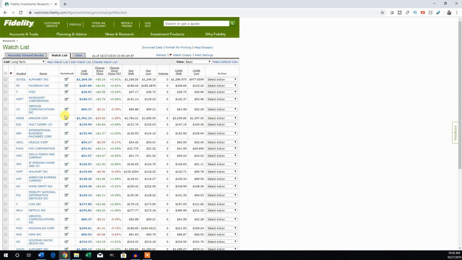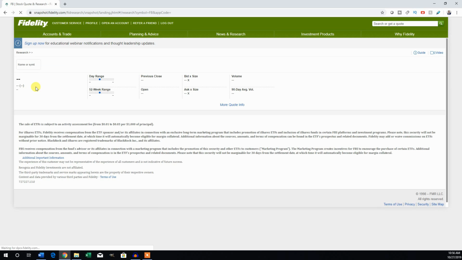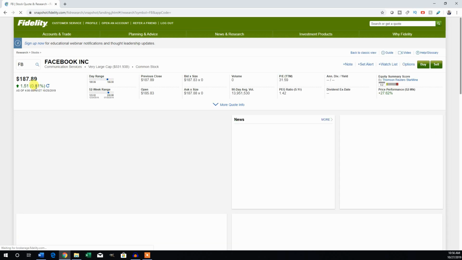So like I said, pick out the stocks that you want, but we're going to go into Facebook. Let's look at Facebook for a little bit. When you click into Facebook, it's going to take you to the whole stock research center, where you can research everything about that stock and know all of the different things, what their earnings are, what their 52-week high is, 52-week low is, what their day range is, how much they moved within the day.